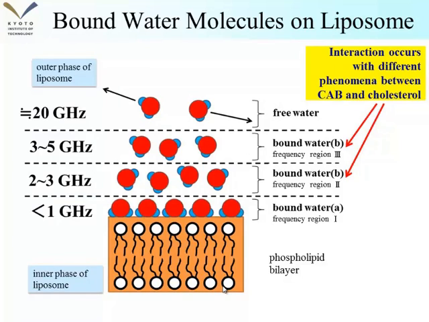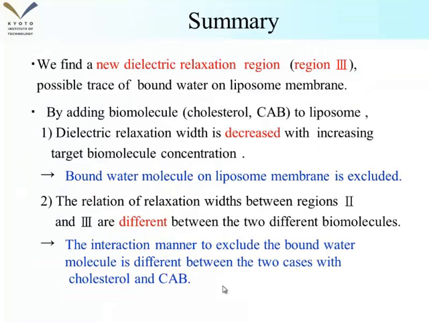This illustrates again the bound water molecules on liposome membrane. From the mentioned DDA results of CAP and cholesterol, the interaction occurs with different manner between CAP and cholesterol. That is, it is estimated that CAP excludes dominantly the bound water of region 2, while cholesterol excludes the bound water of region 3, where the water molecules are bound stronger for region 3 than region 2. And this might be related to the difference in mass between them.